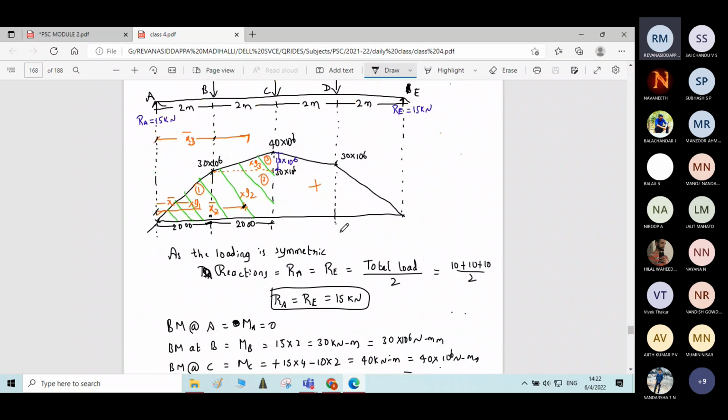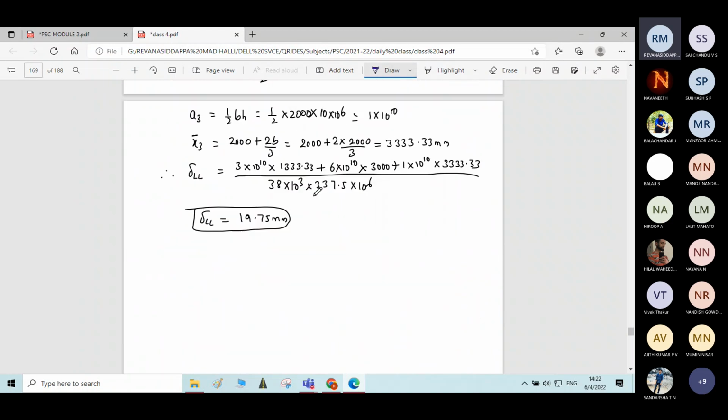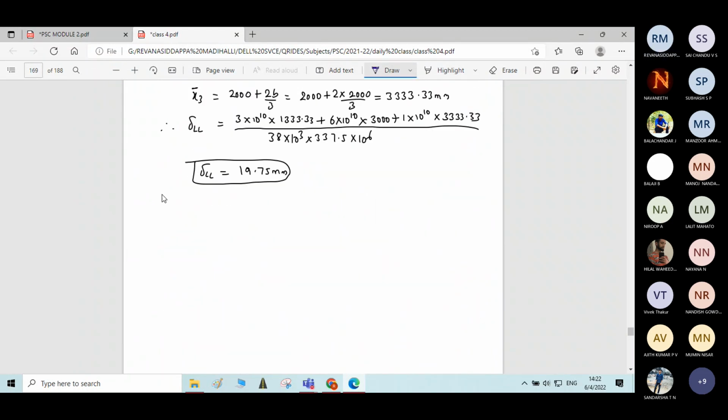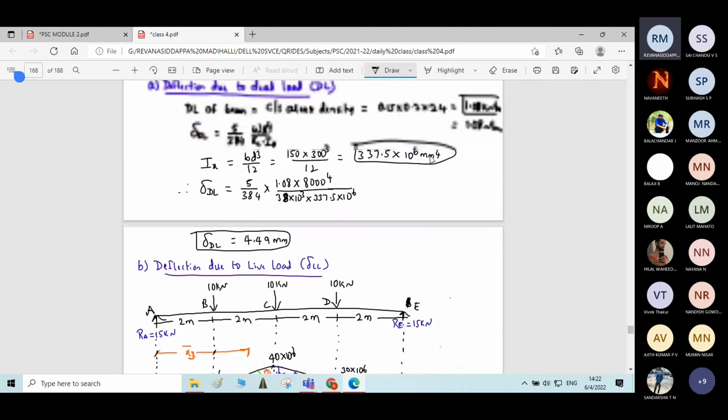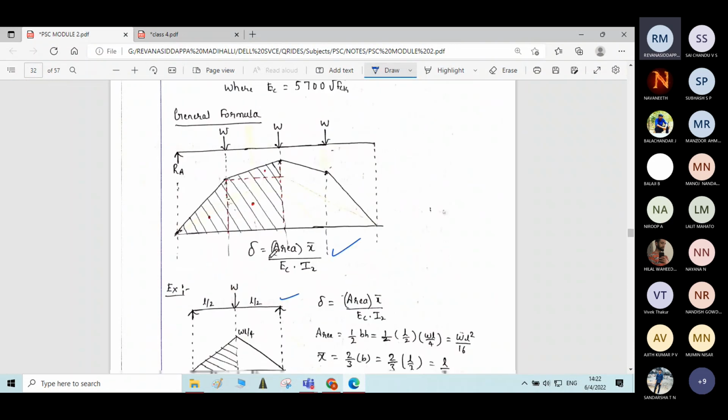Similarly, we will find the deflection due to prestress. Third point, deflection due to prestress. Just look into the cable profile. What is the cable profile? Part of the cable is above the central axis and part of the cable is below the central axis. What is the nature of the diagram then?